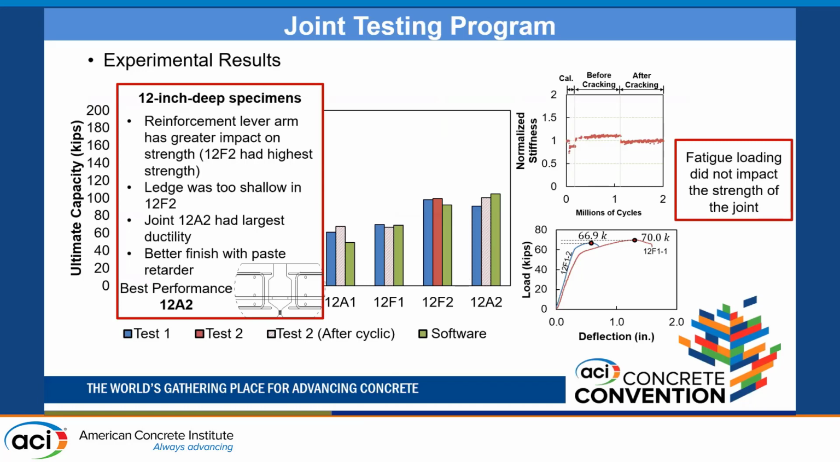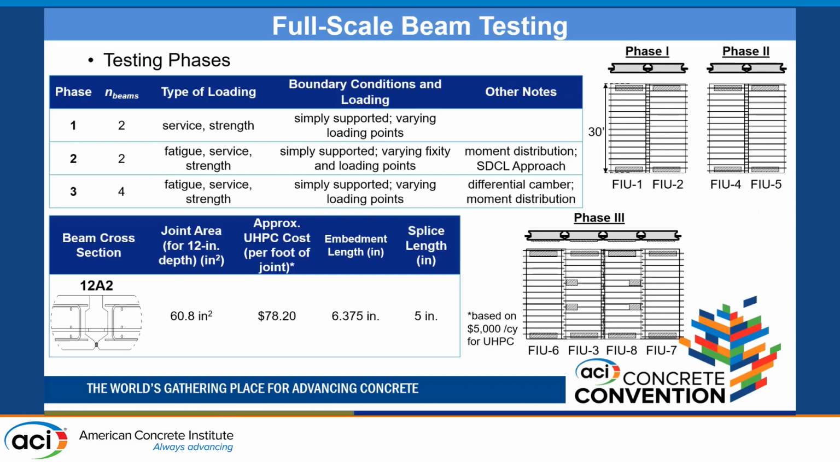Same thing happened for the 12-inch deep specimens. Here, the lower the joint reinforcement was located, the better performance we got in the UHPC joint. So in that case it was the 12A2, and we also applied cyclic loading in this group, and the cyclic loading did not alter the strength performance that much, as you can see on the far right bottom graph, the load versus deflection.